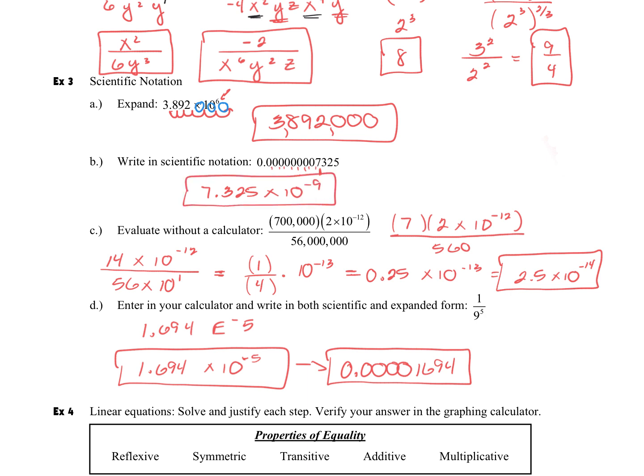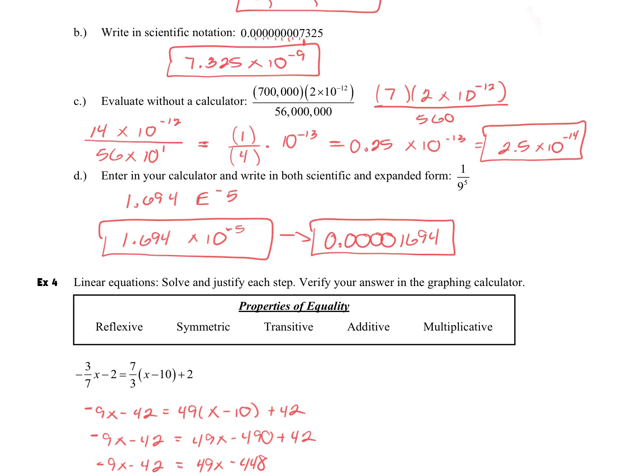Okay, now we're going to combine these ideas on this next problem, working to evaluate this problem without a calculator. And again, I've written everything out so I can talk through what I'm doing. So the first thing when we look at this step over here is where did the 7 and the 560 come from? And what I did is I looked at these two parts right here, the 700,000 and this 56 million. And I first just got rid of all these extra zeros.